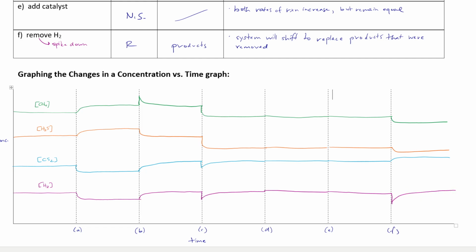The last thing that we have to do is indicate the stoichiometric coefficients, because this is the rough shape of the graph, but all of these are subject to stoichiometric multipliers, right? So CH4 has a stoichiometric coefficient of 1. Hydrogen sulfide has a stoichiometric coefficient of 2. Carbon disulfide is 1, whereas hydrogen is times 4. And we only need to do that once, just to indicate that these are the multipliers as a result of stoichiometry.